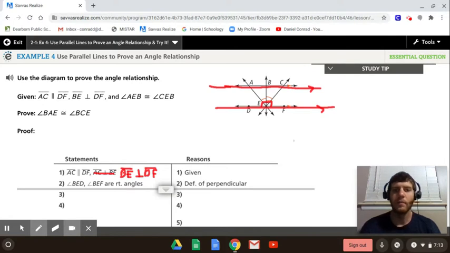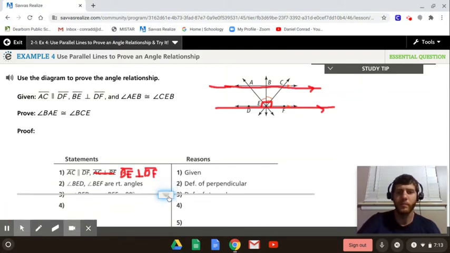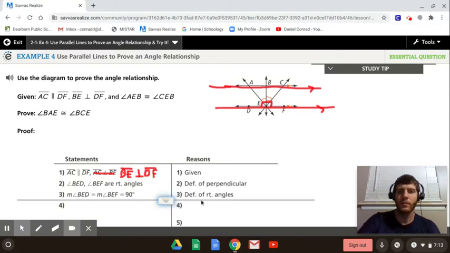Okay. We can say since they're right angles, we know the definition of right angle tells us their angle measures equal 90 degrees. Okay. So since their angle measures equal 90 degrees, let's just see what they put. Okay. Yep. So they said definition of right angle, that those are going to equal 90 degrees.